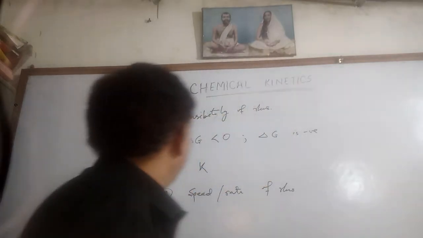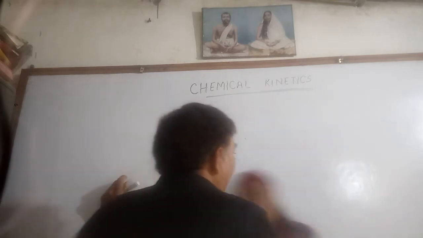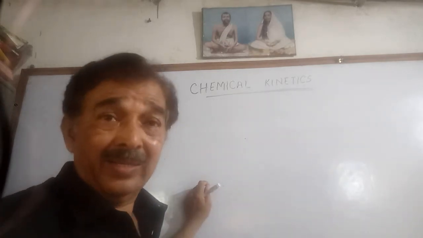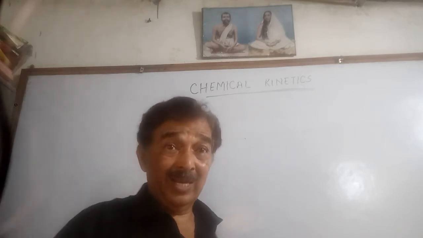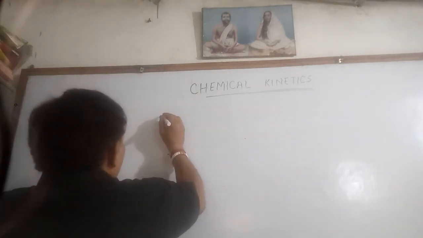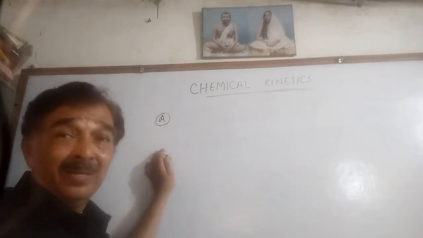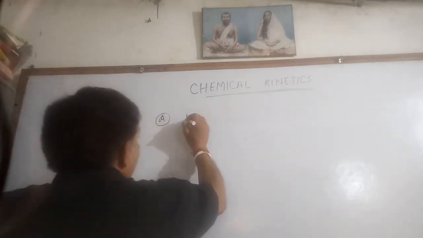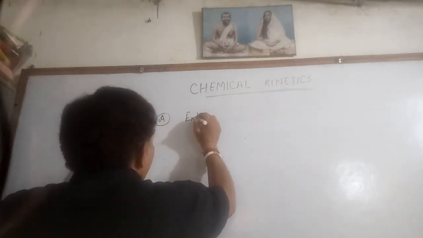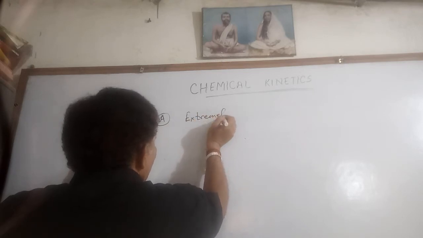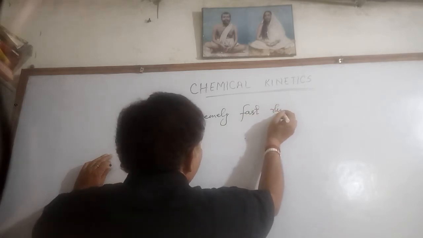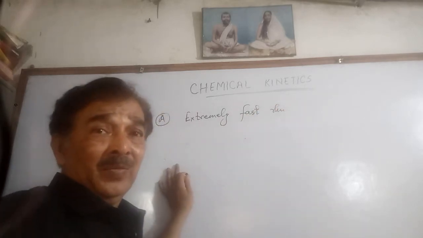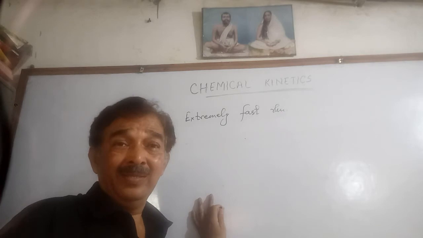So now, based on reaction rates, the classification of chemical reactions can be studied under 3 headings: extremely fast reactions, that is, very fast reactions.